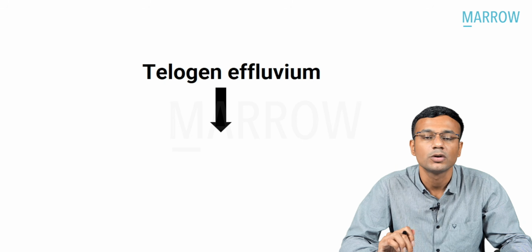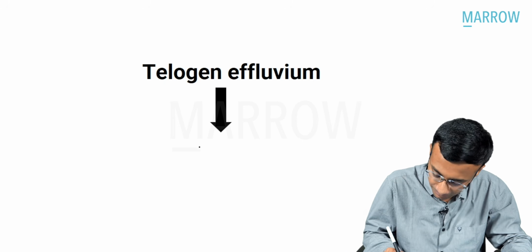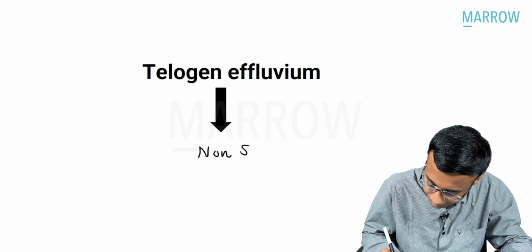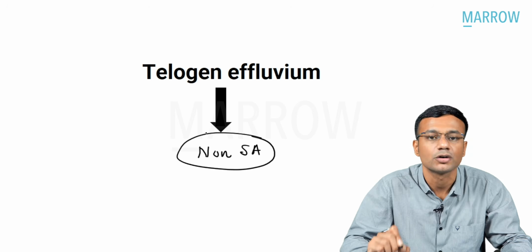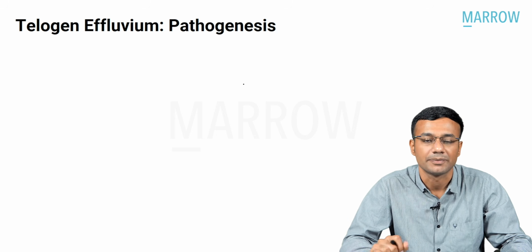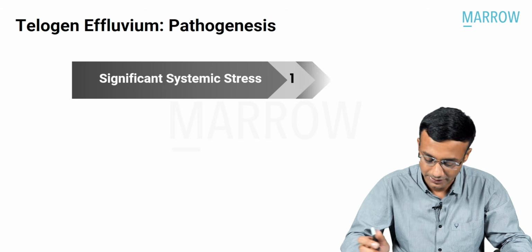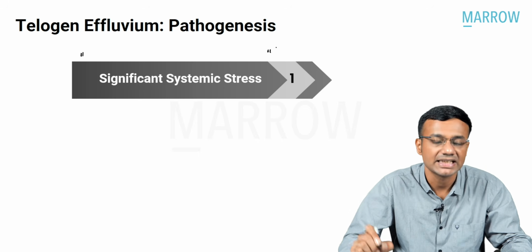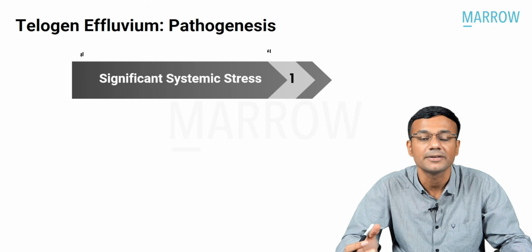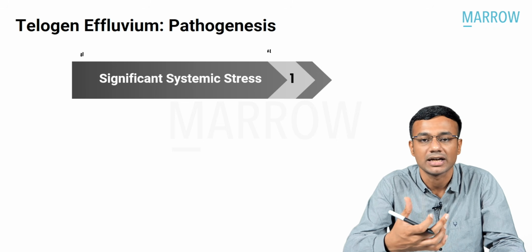Now what is telogen effluvium? Telogen effluvium is a type of non-scarring alopecia. It's an example for non-scarring alopecia. Why does it happen? The most important keyword to remember here is severe systemic stress. So please remember, severe significant systemic stress is the initiating factor. And once there is a significant stress, what happens?